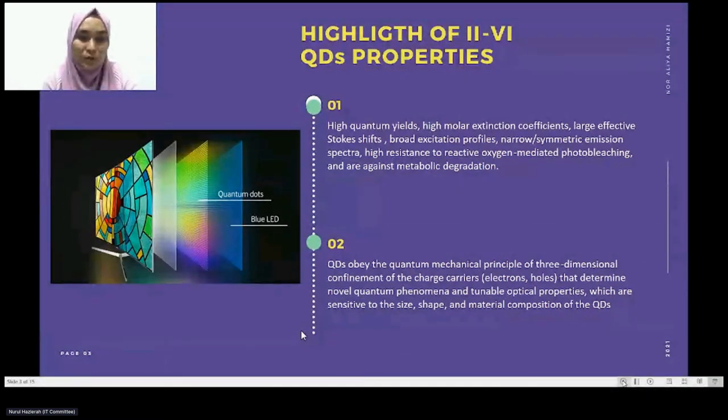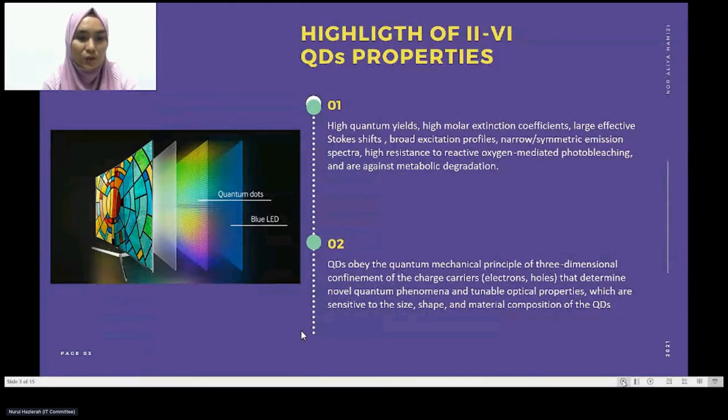So, this group of quantum dots has unique optical and electronic features, which comprise high quantum yield, high molar extinction coefficient, large effective Stokes shift, bright excitation and narrow emission profile, high resistance to reactive oxygen-mediated photobleaching, and resistance against metabolic degradation. This group of quantum dots are fluorophore nanocrystals, whose excitation and emission are basically distinct from classical organic fluorophores. The unique properties of this quantum dot appear almost exclusively due to the size regime in which they exist.